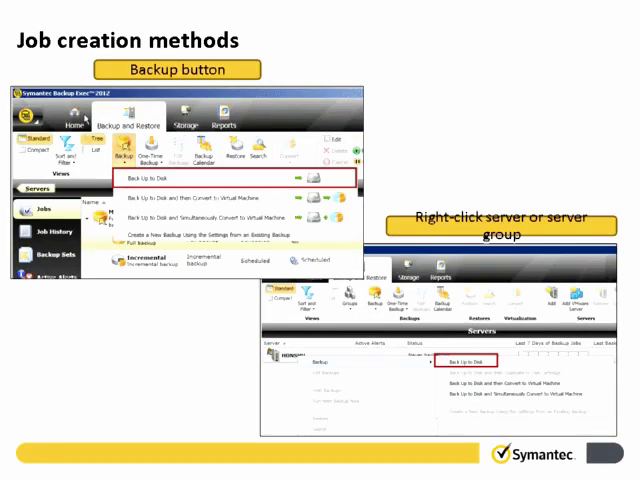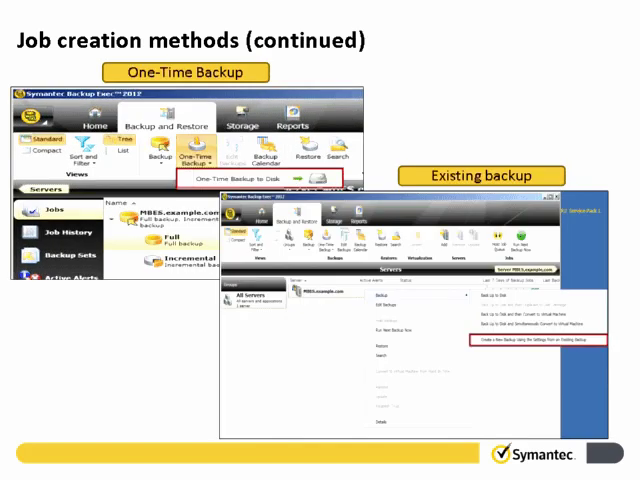To create a backup job, then, I can highlight the server or the group, and then click the backup button at the top of the screen. And in our case, we're going to say backup to disk. And you can right-click on any server or group and say backup to disk as well. You don't have to click the backup button.